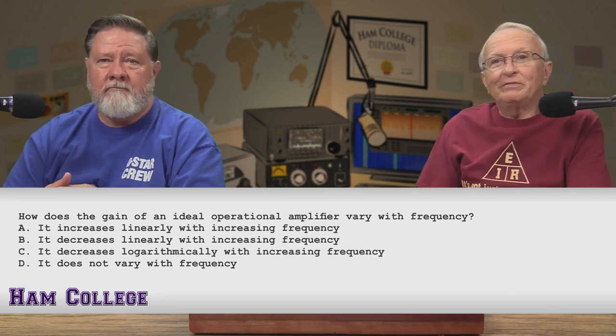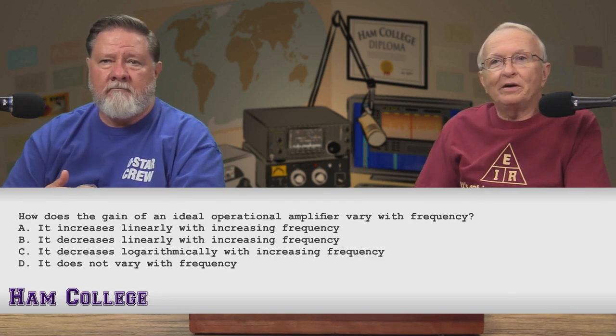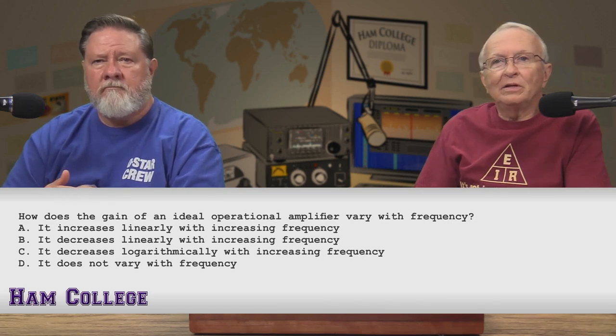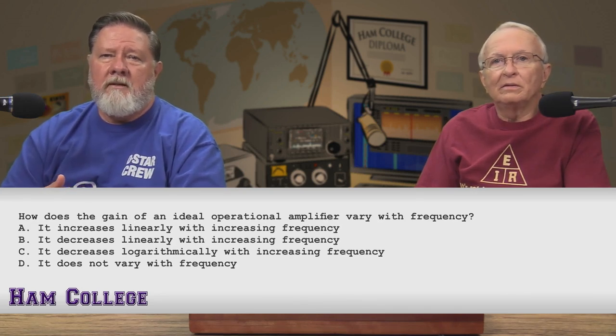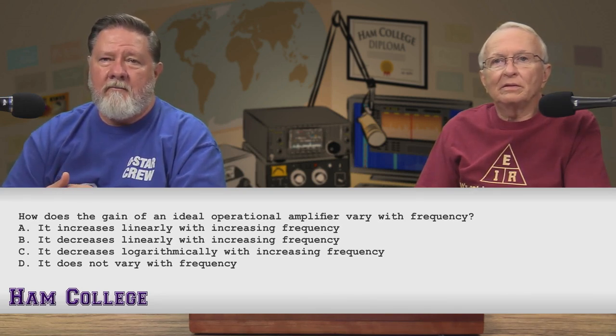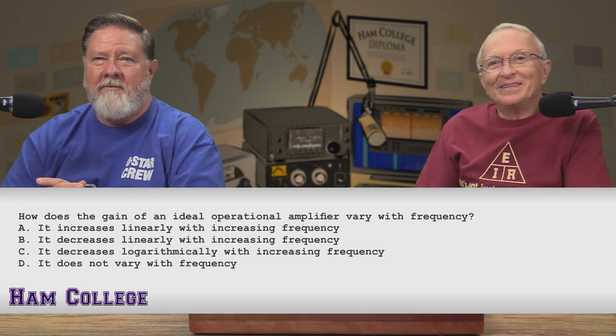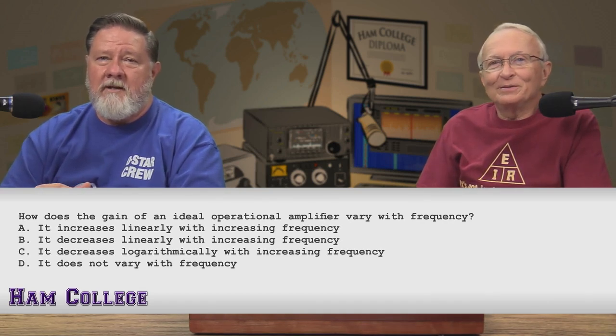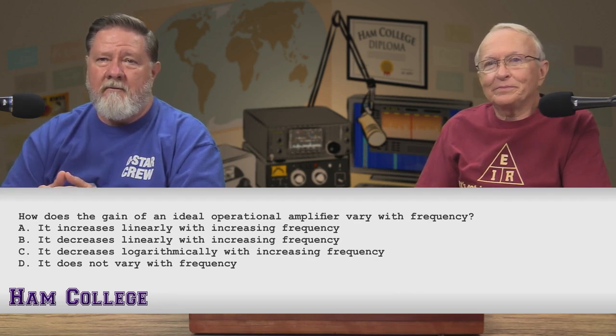How does the gain of an ideal operational amplifier vary with frequency? A, it increases linearly with increasing frequency. B, it decreases linearly with increasing frequency. C, it decreases logarithmically with increasing frequency. Or D, it does not vary with frequency.